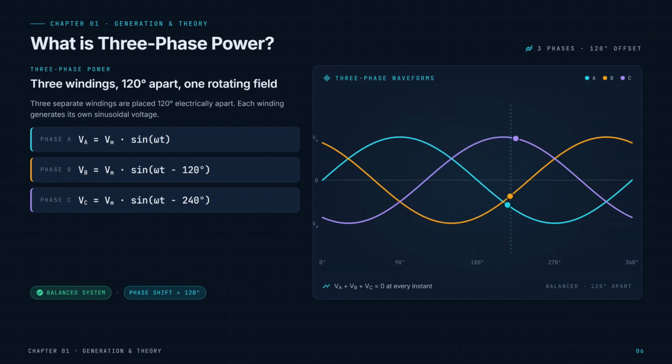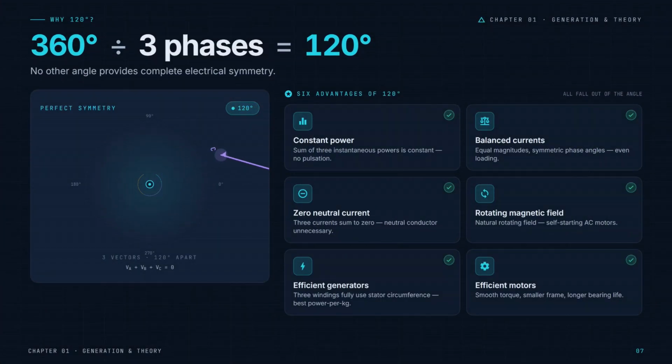Although single-phase electricity is suitable for homes and small electrical devices, its instantaneous power fluctuates during each cycle, making it less suitable for large motors and industrial applications.